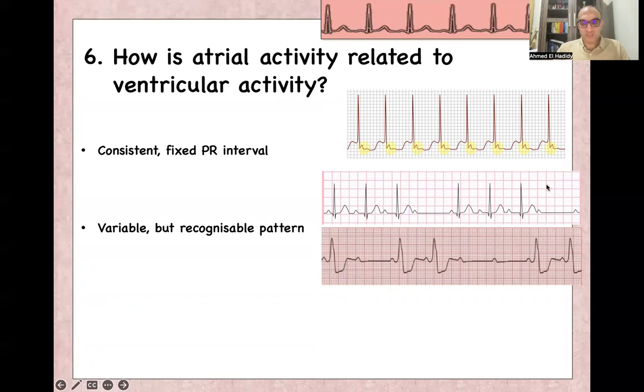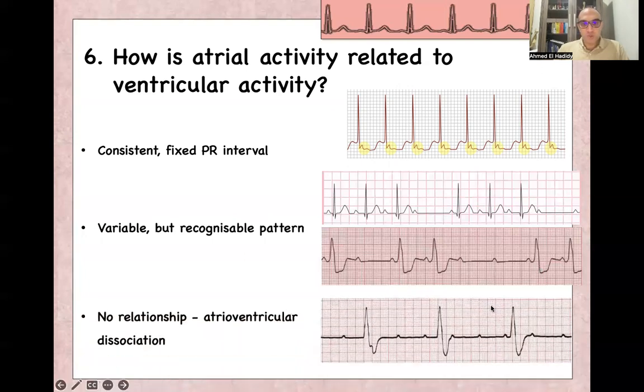This is second degree heart block Mobitz type 1. Here P wave no QRS, P wave QRS, P wave QRS, P wave no QRS. So this is a variable relation. Some P waves are not followed by QRSs, some P waves are followed by QRSs. This is also second degree heart block, Mobitz type 2.